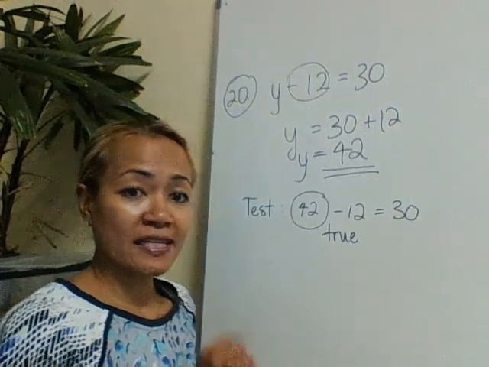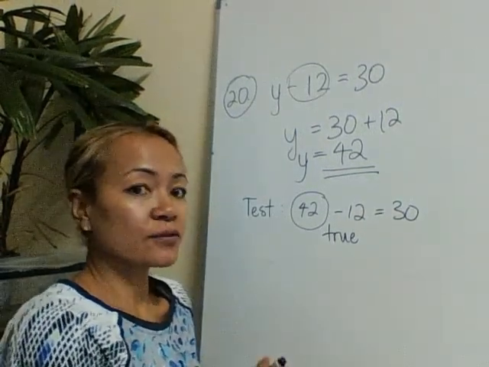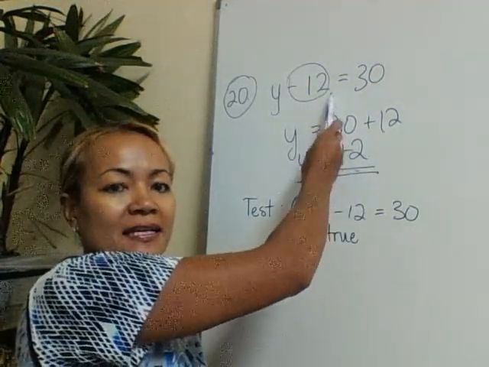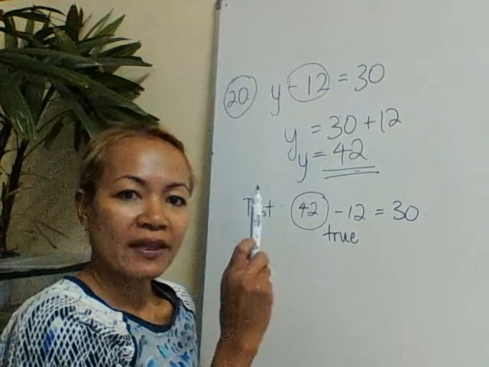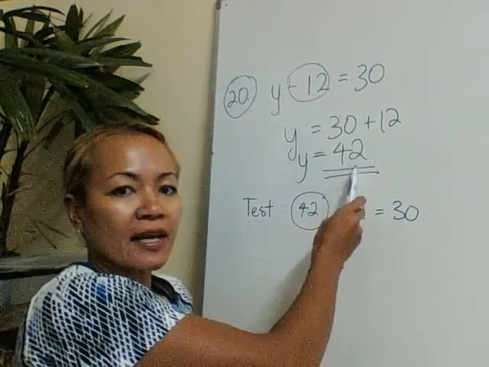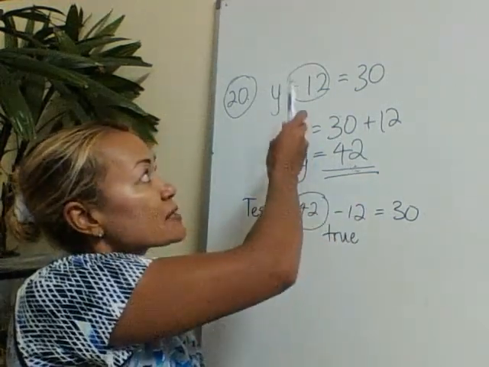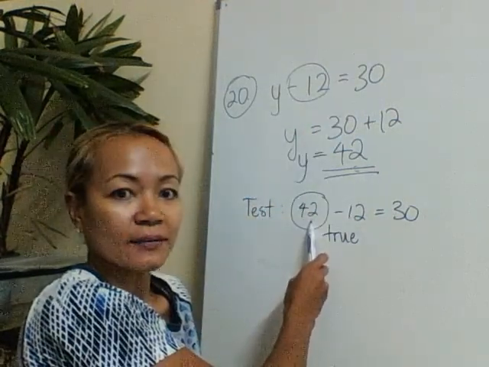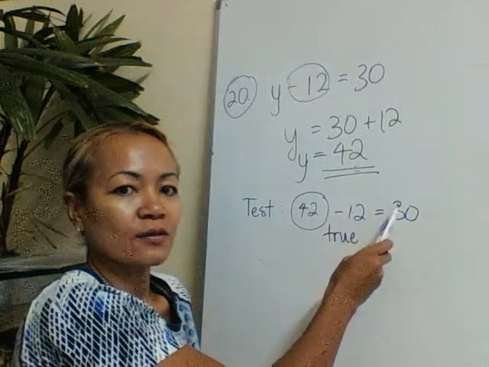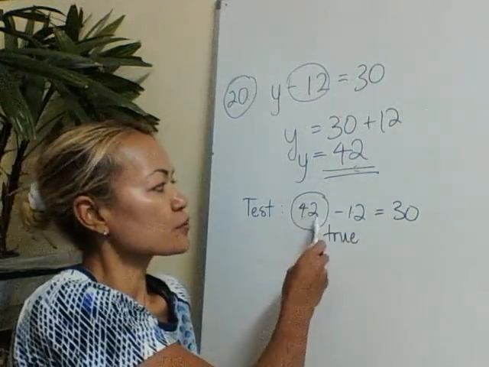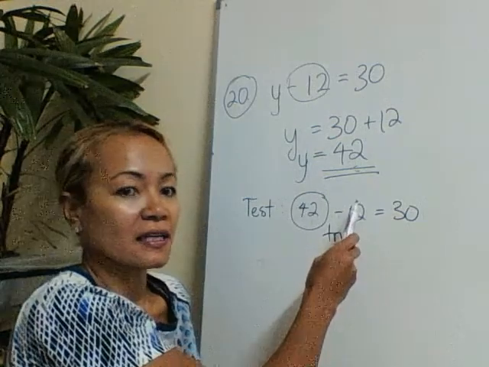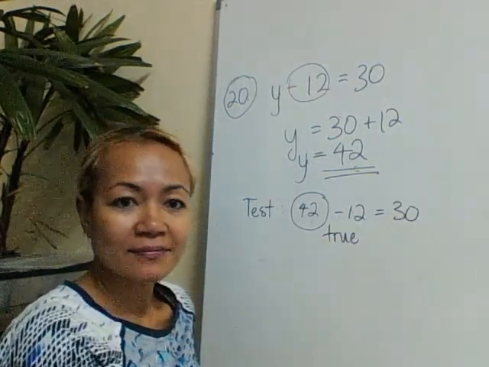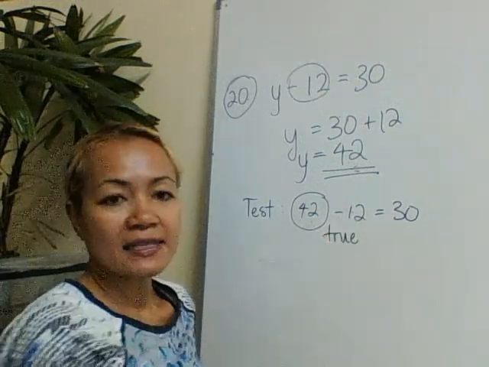Don't forget to test your answer. So once you solve for any variable, now you go back to your starting equation, and where the y is, you put this new value in. So it was y minus 12 equals 30. So now we'll put 42 where the y was, minus 12 equals 30. Is that correct? 42 minus 12 equals 30, and 30 is on this side. It's true, because that works out. That solution works out.